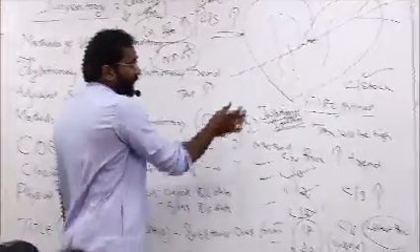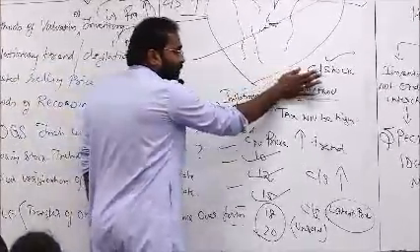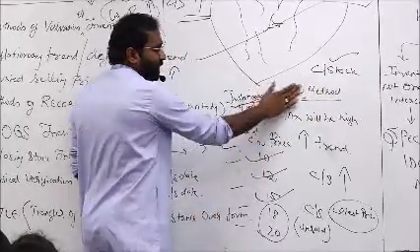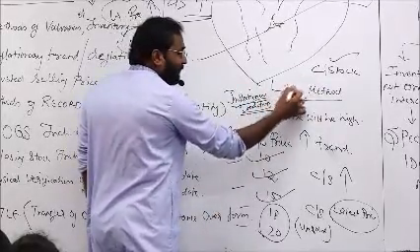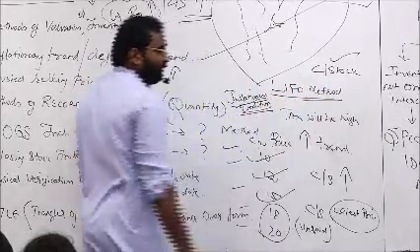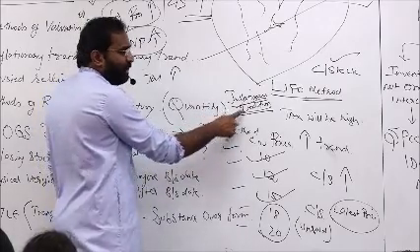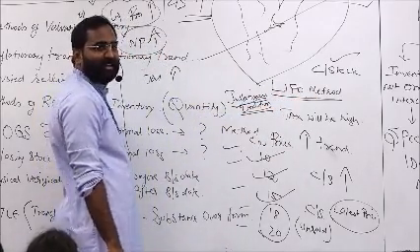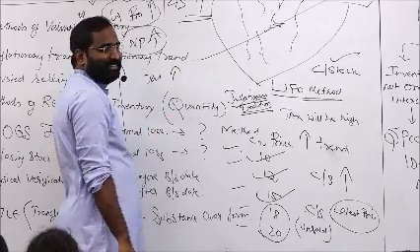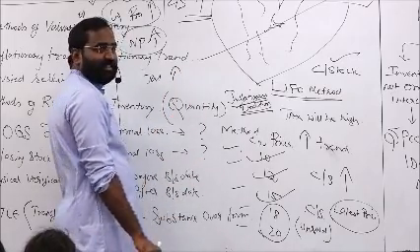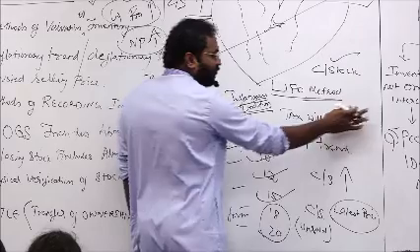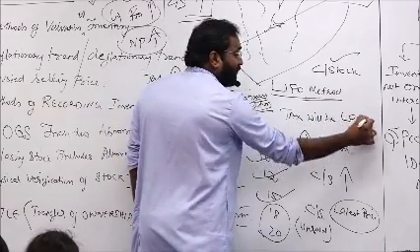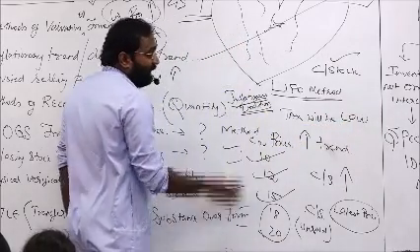Listen here. Under inflationary conditions, we use the LIFO method. The tax will be low. Under inflationary conditions, if LIFO is followed, tax will be low. Can you explain how? Yes, sir.